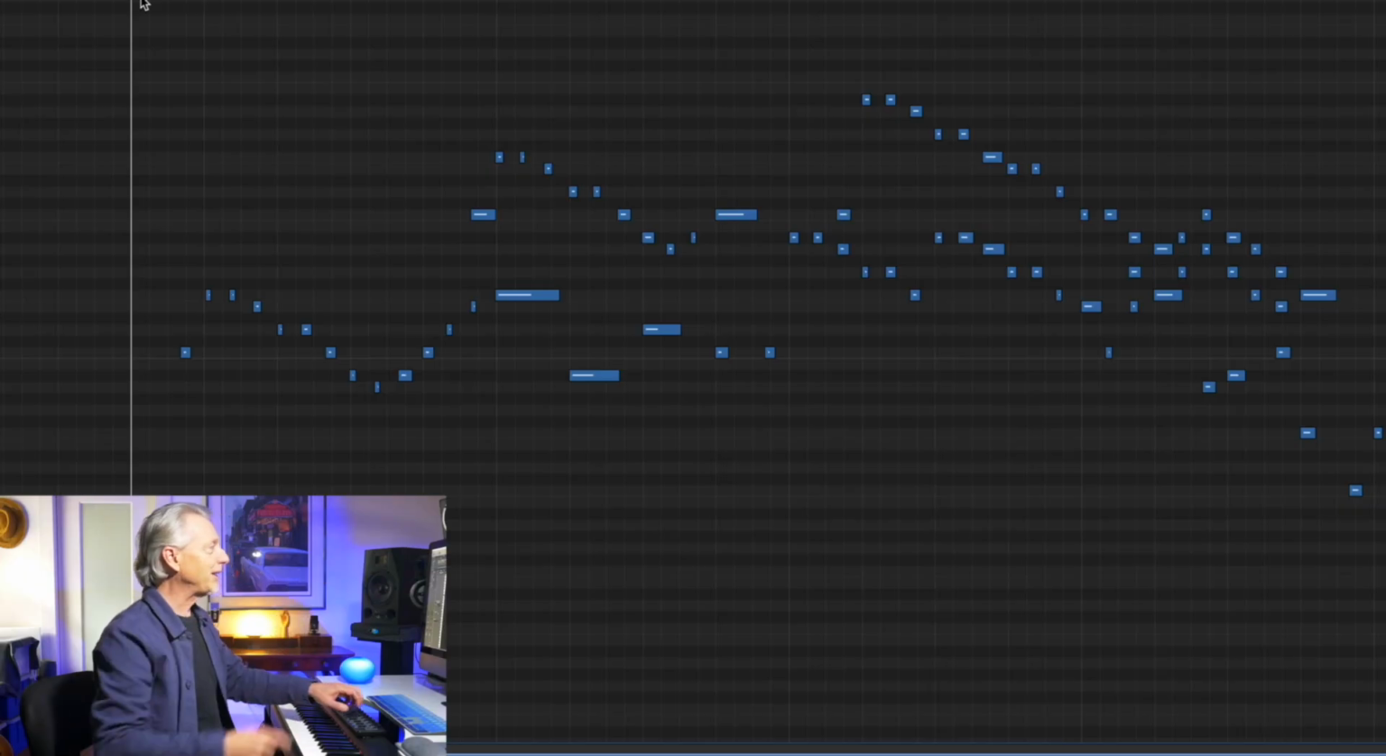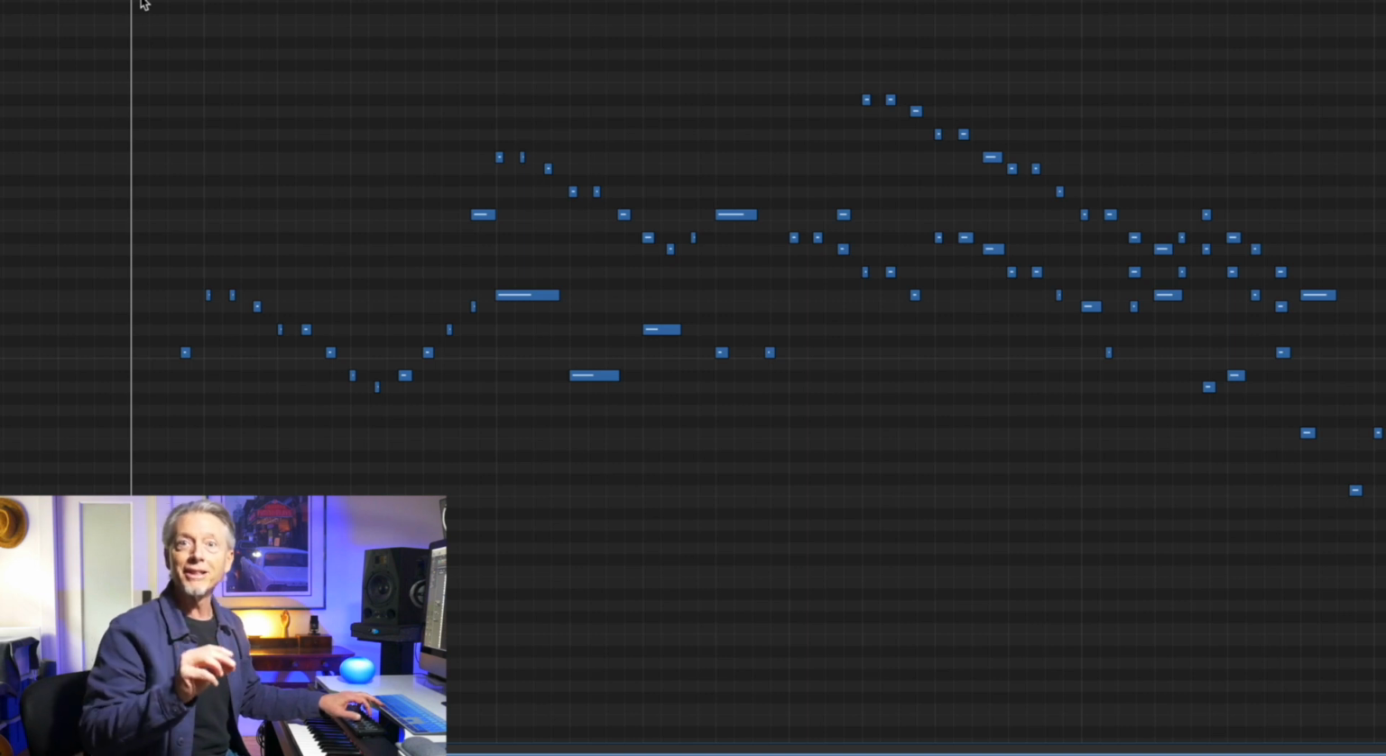All right, let's go on. And this Scarlatti piece is pretty much the exact opposite. Just look at it on the screen. All those notes are what we call staccato or short. Very little connective tissue at all.